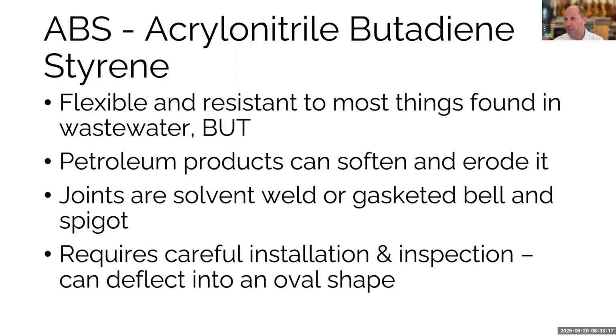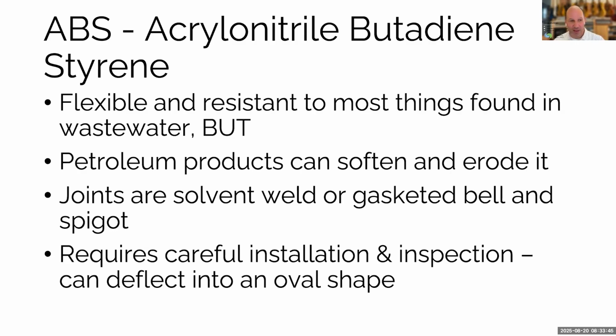This is like the black pipe you would see at the hardware store. It's made out of ABS. It's really flexible. It's resistant to almost everything that you can find in wastewater, although petroleum products can erode it. Typically, the joints here are going to be either the gasket bells like we've talked before, or they'll actually be solvent welded. So if you put in a sprinkler system using like PVC or ABS pipe, it's the same concept, just on a slightly larger scale.